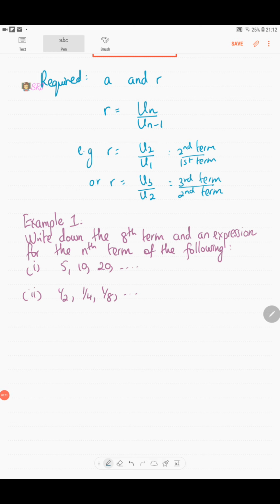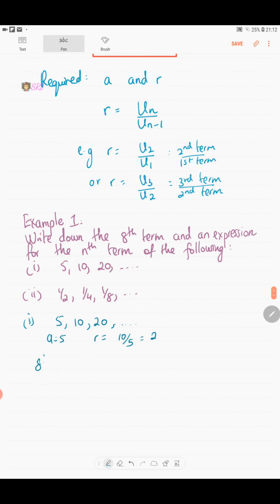Let's have a look at the first example. Write down the 8th term and an expression for the nth term of the following. First part: 5, 10, 20. So clearly this is a geometric progression with first term 5 and common ratio, we can take 10 divided by 5, the first term, we obtain 2.